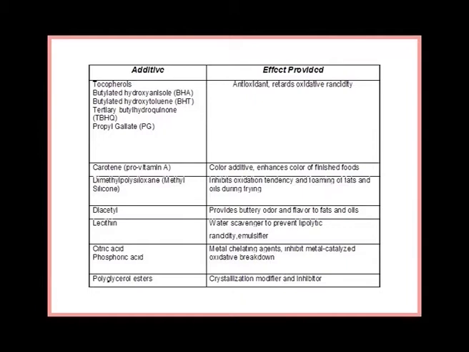Number 5, lecithin acts as water scavenger to prevent lipolytic rancidity. Number 6, citric acid prevents metal catalyzed oxidative breakdown. Number 7, polyglycerol esters act as crystallization modifier and inhibitor.